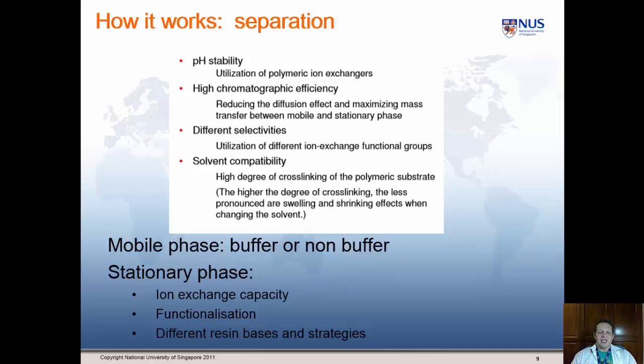Other things we need to think about: the mobile phase. If we want pH stability, we could use a buffer. And in fact, in your practical, you're going to be using a buffer as the mobile phase, which makes pH stability much easier to realize. You don't have to use a buffer, however. Typically, potassium hydroxide is an eluent which is used for anion separation.